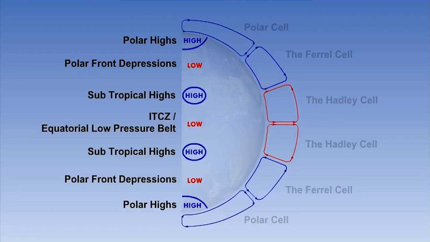Looking at the diagram as a whole, we can see that just from the global air circulation pattern, we have managed to construct a global pressure pattern. Next, we will look at the surface wind flow across the globe using the pressure systems and our knowledge of surface wind theory.